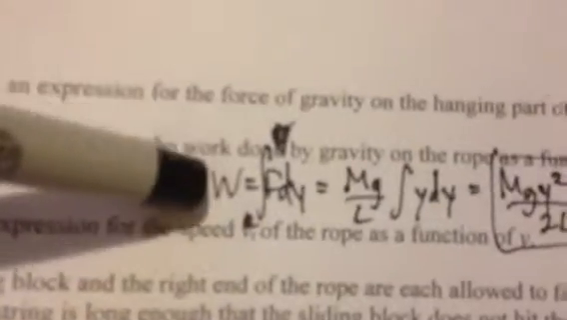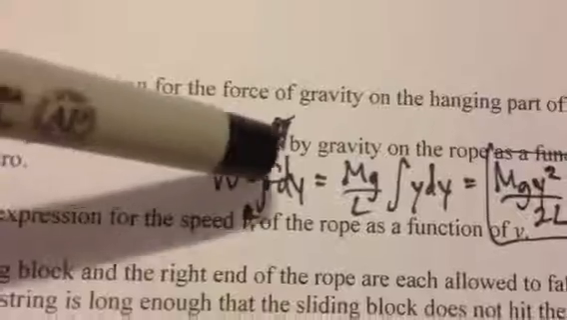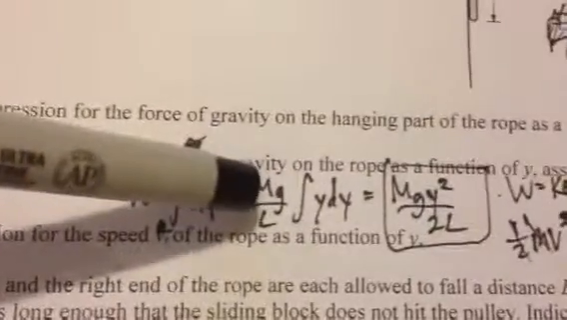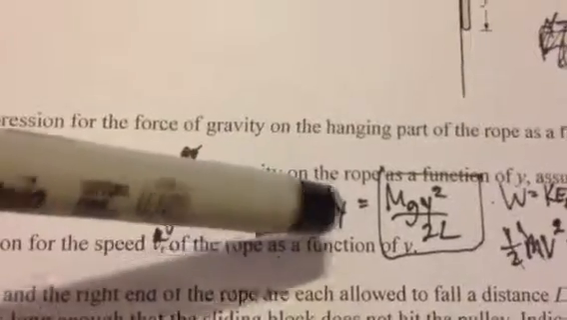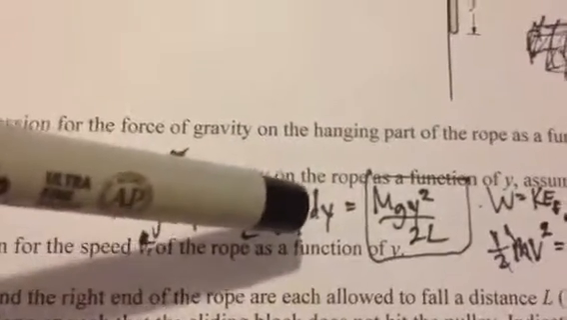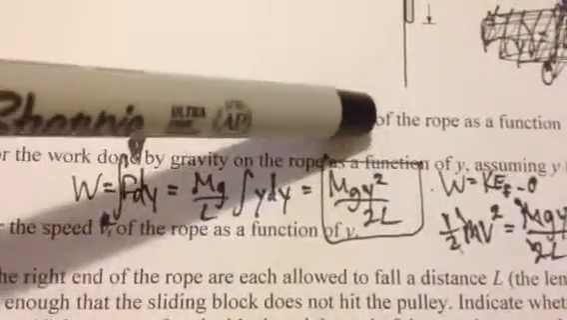Okay. Part C asks you to find the work, so all you've got to do is take the integral form of the work equation, which is work equals the integral of F dy. So the mg over l, that's a constant, that all gets pulled out, and you have the y in there times the dy. The integral of y dy is just y squared over 2, so the work done is just mgy squared over 2l.